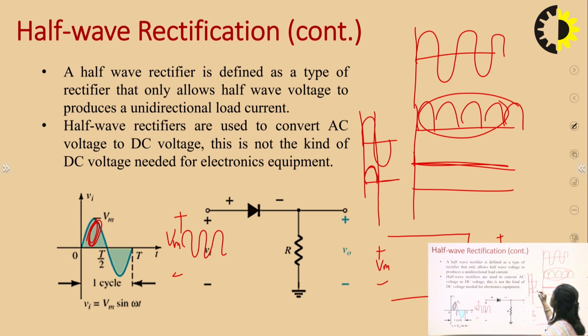This is the output and this is the input, and in the next negative half cycle this will be minus and this will be plus. So, this diode will be reverse biased, and it will be treated as an open circuit. In that case, V0 would be equal to 0.